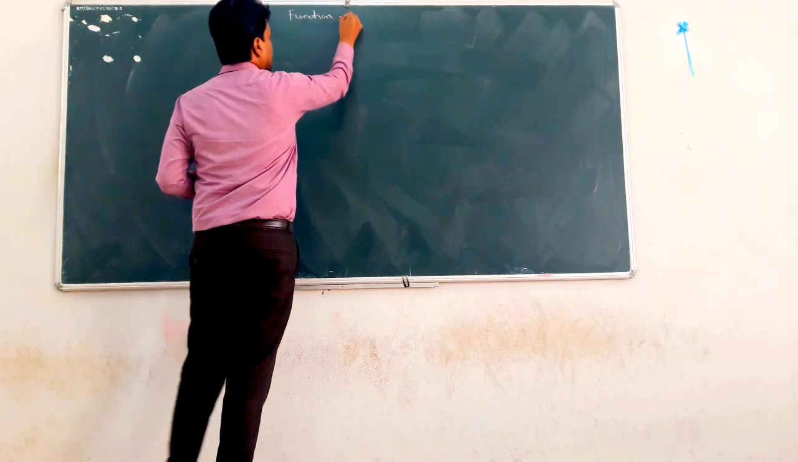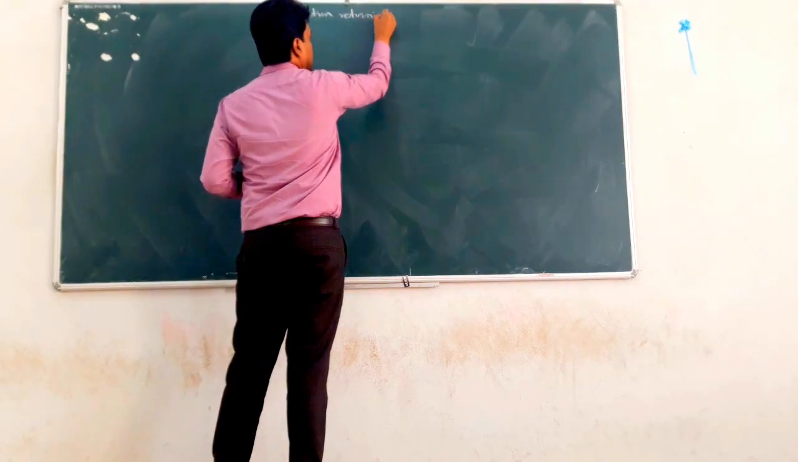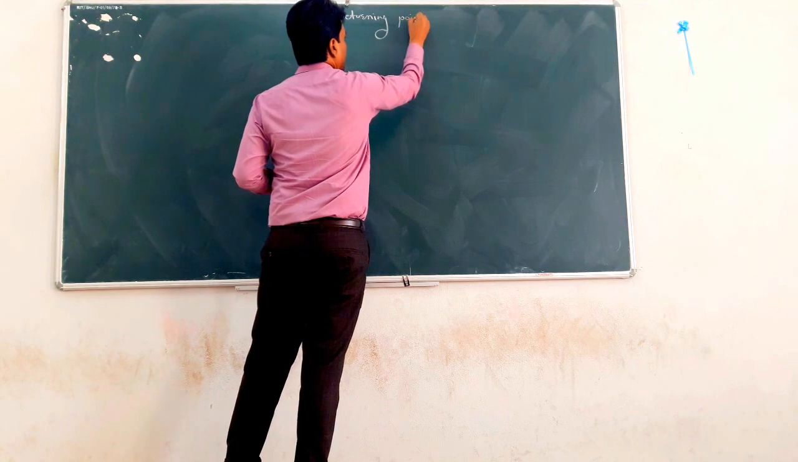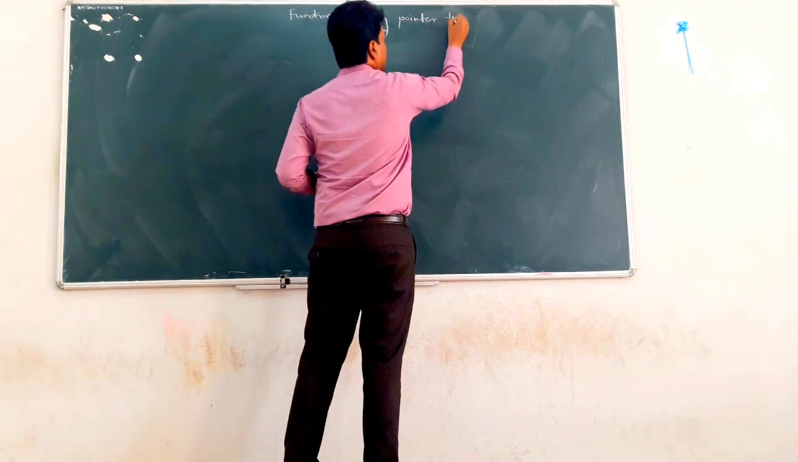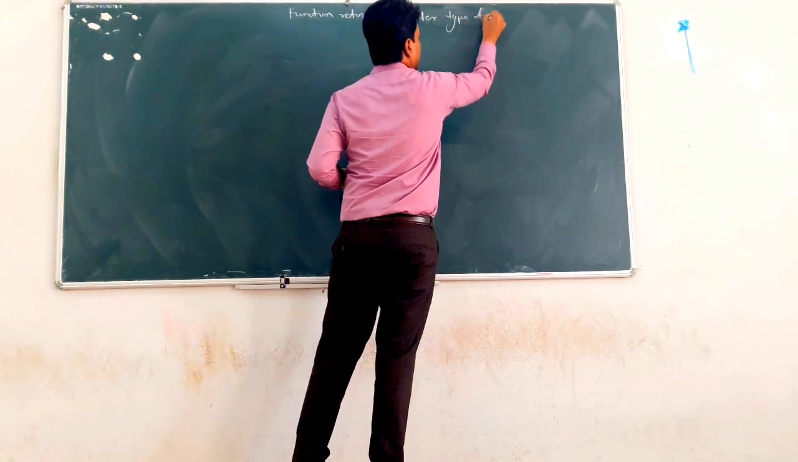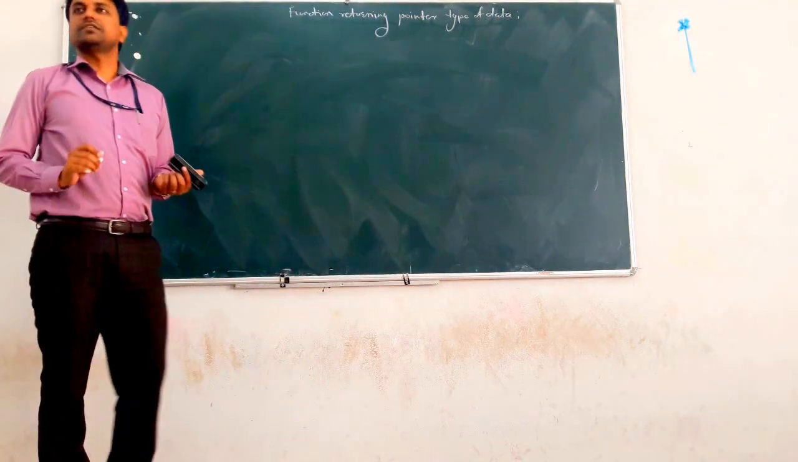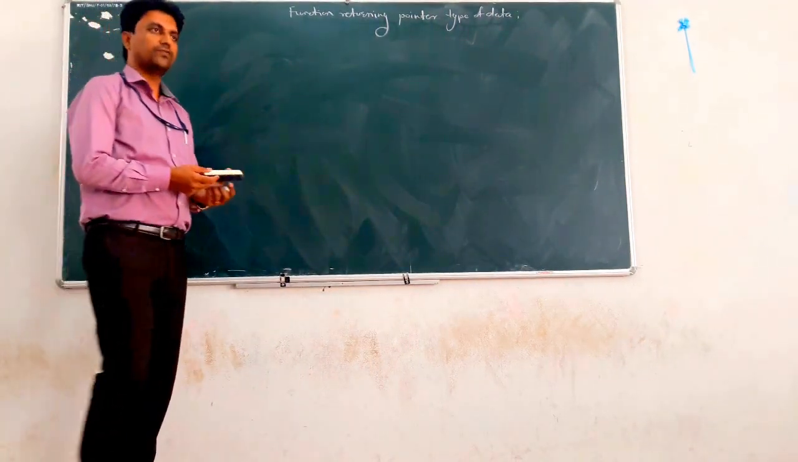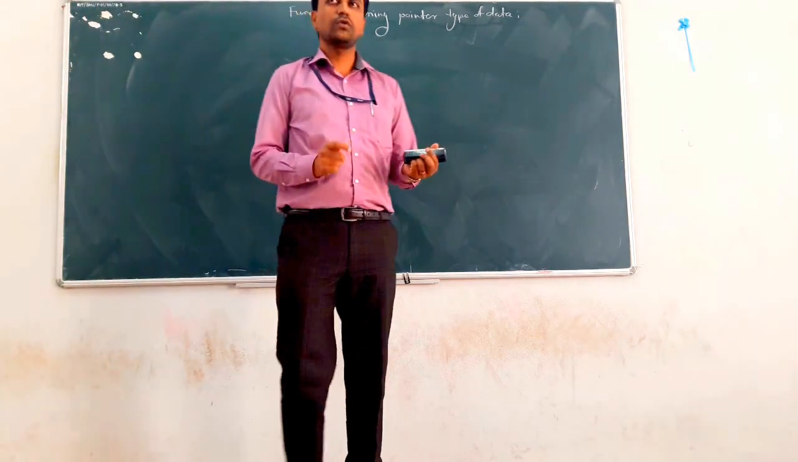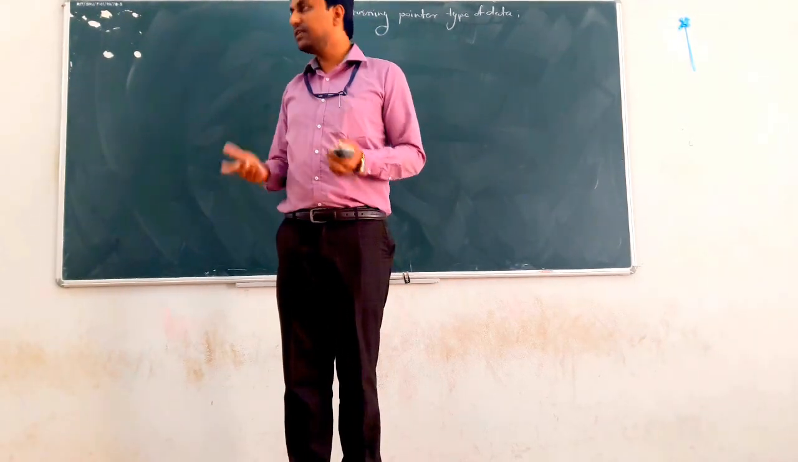Function returning pointer type of data. Clear? Okay. Next, now we can take one example to prove how it returns the value.